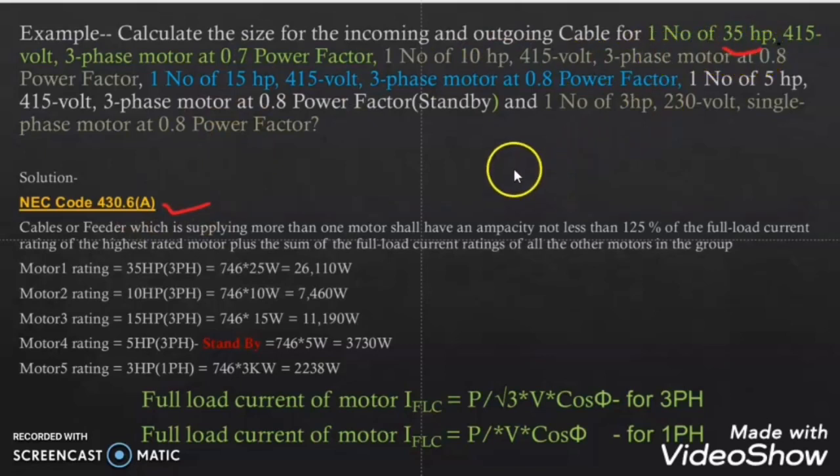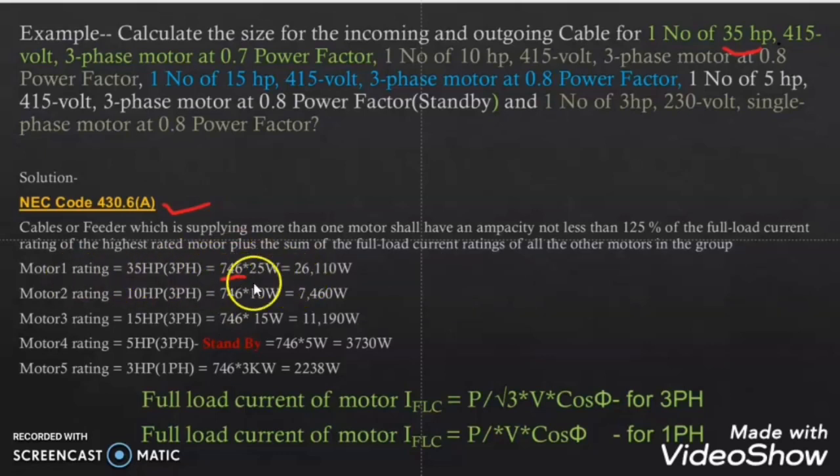Now, as in our question, all the motor ratings are given in HP. In order to calculate the full load current, we need the motor rating in watts. So let us convert all the motor ratings first into watts. The motor 1 rating is 35 HP 3 phase. In order to convert this HP rating into the watt rating, we have to multiply by 746. This is the conversion factor from HP to watt.